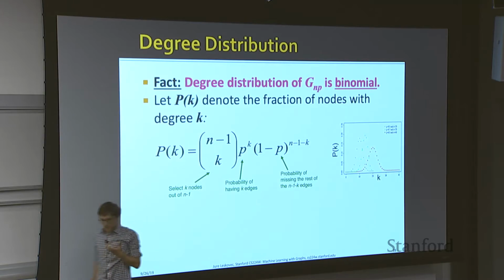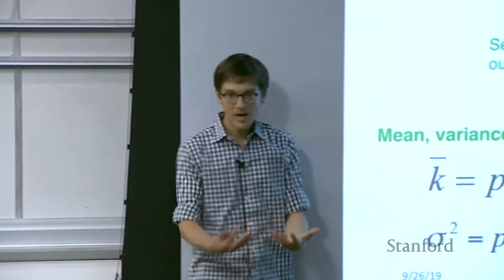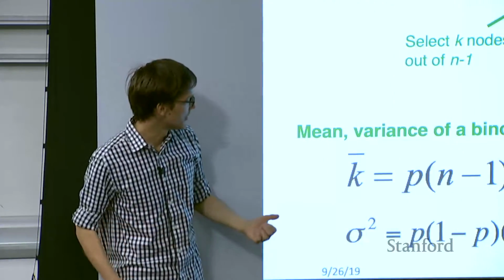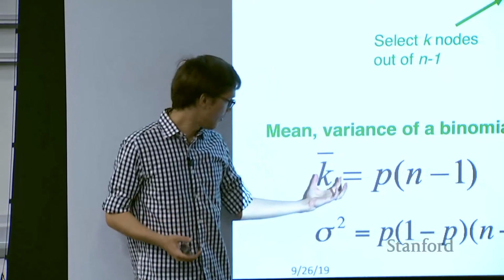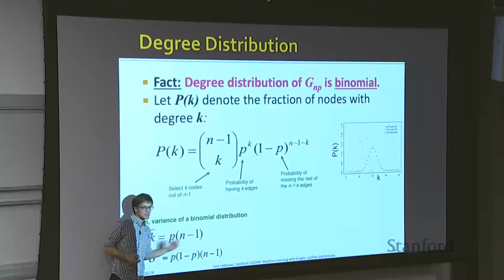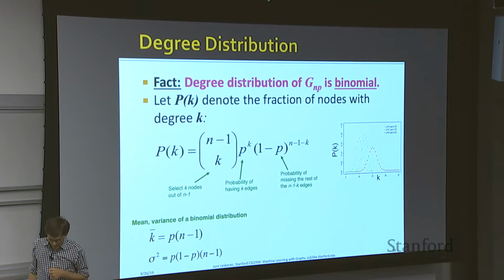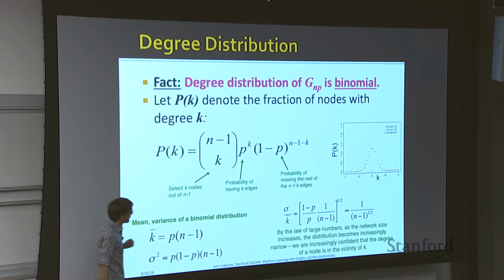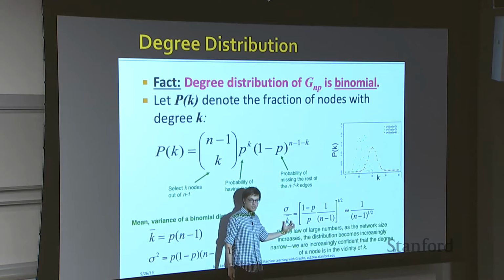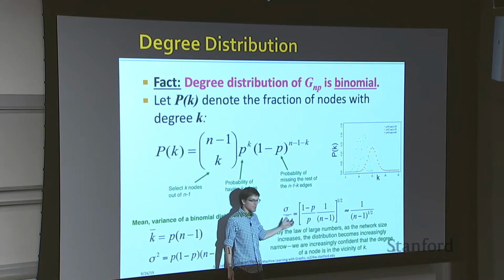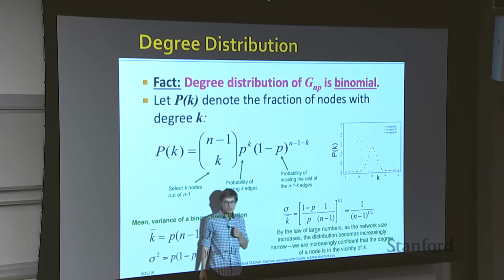So there are two important consequences. The first thing is, what's the mean of a binomial distribution? It is just p times n minus 1. So the average degree will be p times n minus 1. And here's the expression for variance. I'm showing you this because you can then ask how the variance changes as a function of the average degree, so you can measure variance in terms of the average degree.